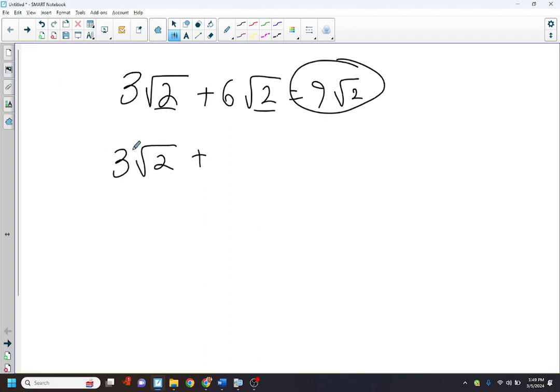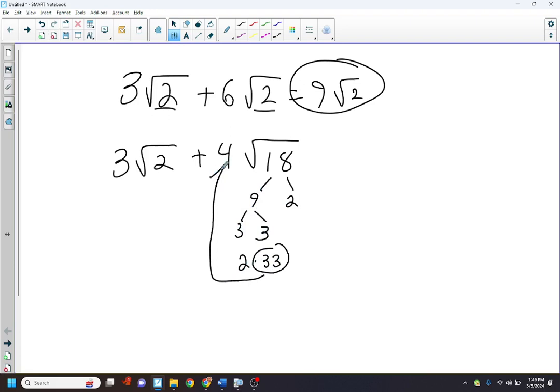So this one is 3 square root of 2 plus, let's do, 4 square root 18. So this one you're like, okay, nothing matches. So is there anything to do? You do times 9 times 2, 3 and 3. So this is 2, 3, and 3. Because you have a pair of 3s, that gets to leave, while the 2 gets stuck behind.